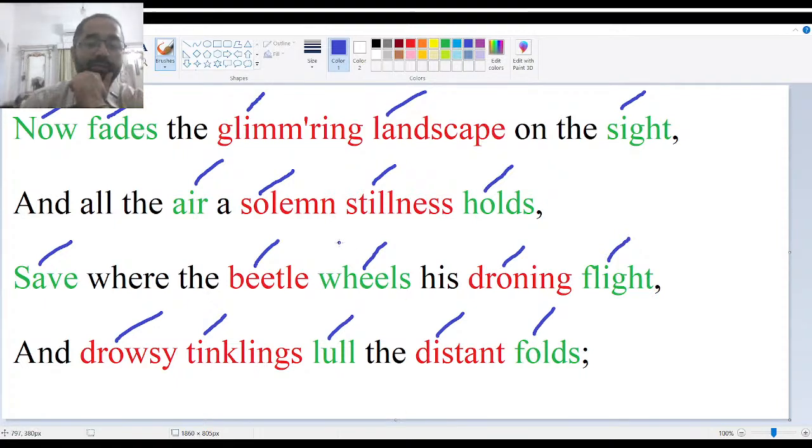Now fades the glimmering landscape on the sight, and all the air a solemn stillness holds, save where the beetle wheels his droning flight, and drowsy tinklings lull the distant folds. Now fades the glimmering landscape on the sight. So you have the sound of an iamb, right? Now fades the glimmering landscape on the sight. 1 2 1 2, and all the air a solemn stillness holds. This is much more straightforward, the second line. So you get the sound of an iamb.